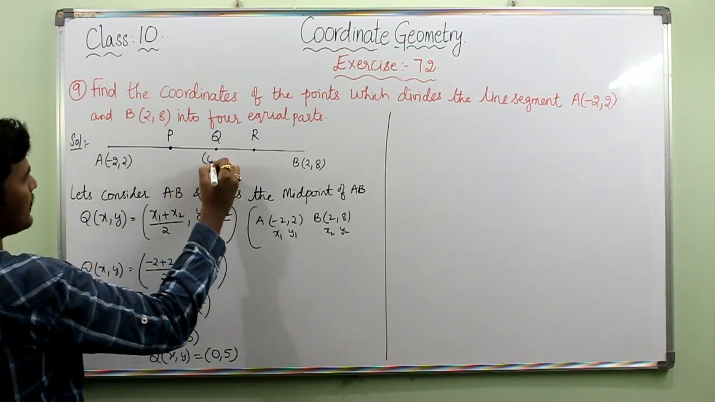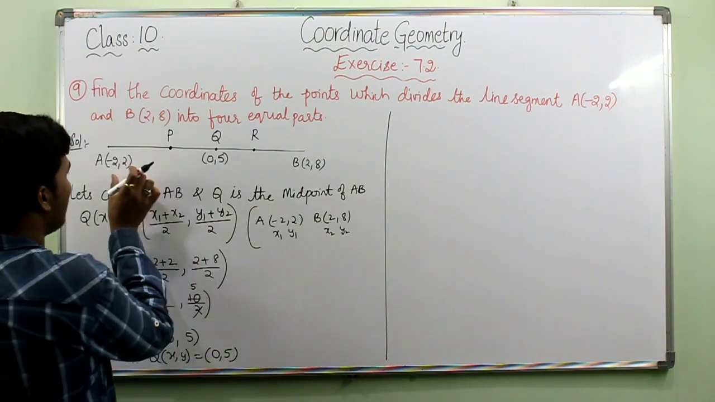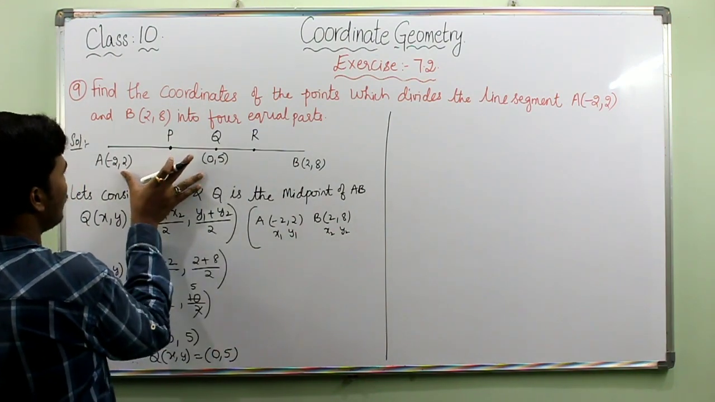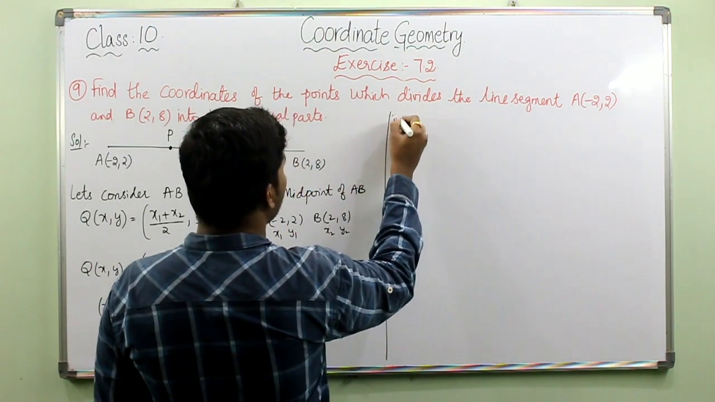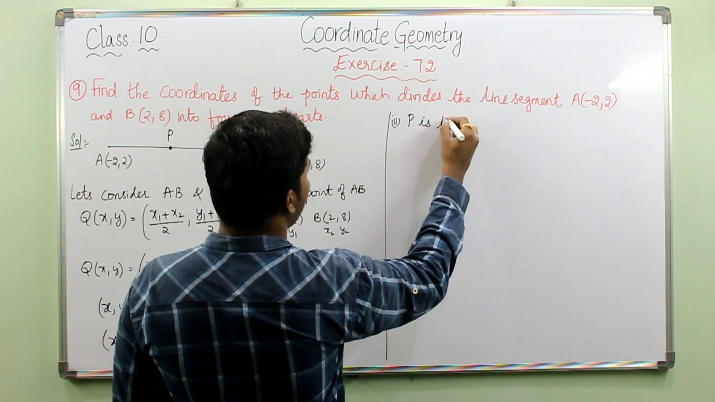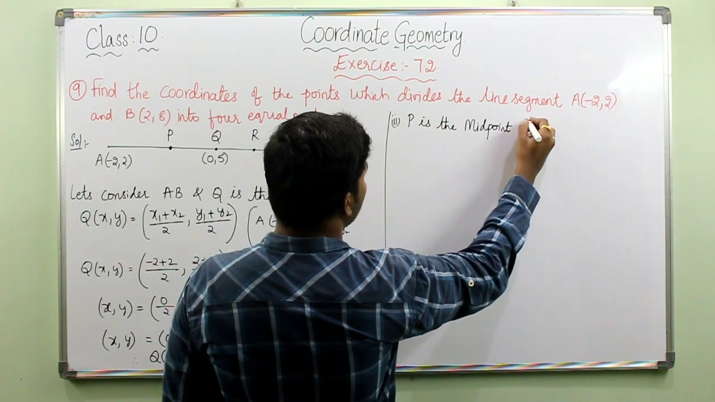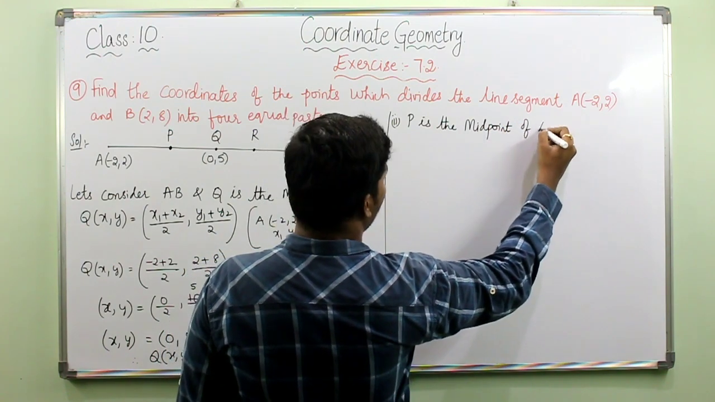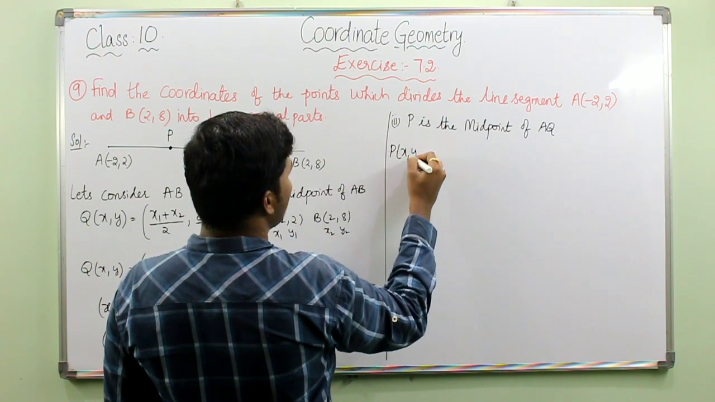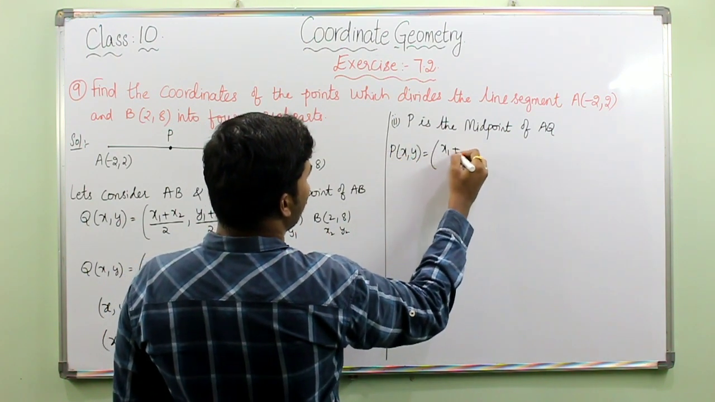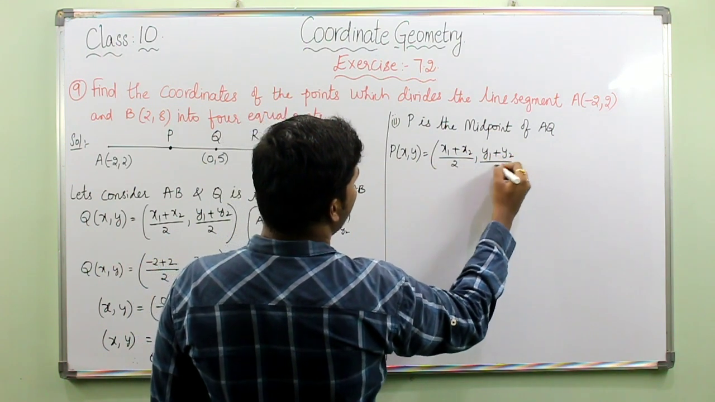So now these points are 0 comma 5. Now let us take A and Q, and for these two let us consider that the point P is the midpoint of AQ. Then P of x comma y is equal to x1 plus x2 by 2 comma y1 plus y2 by 2.